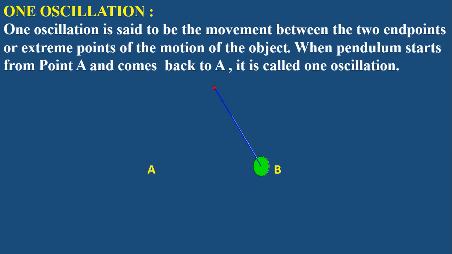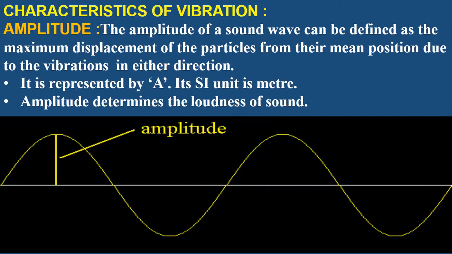Students, now we discuss one complete oscillation. First, we try to understand it with the help of the figure. As the bob moves from point B to A, then comes back to B, this is called one oscillation. Or if the bob moves from point A and comes back to A, then it is called one complete oscillation.